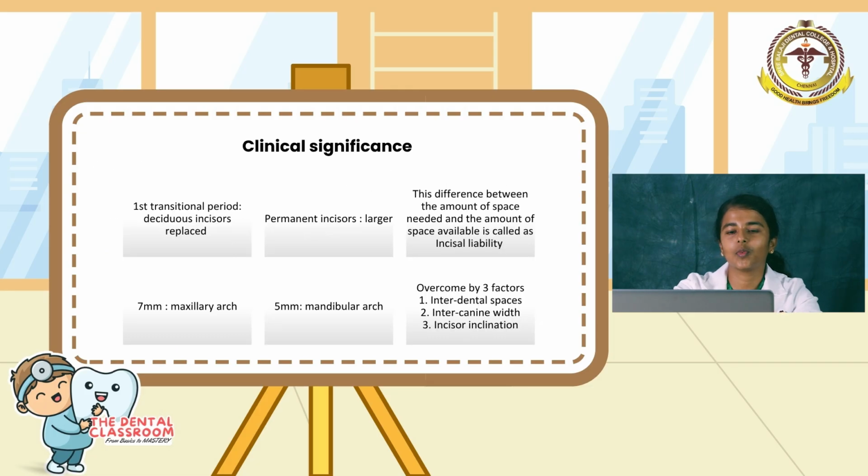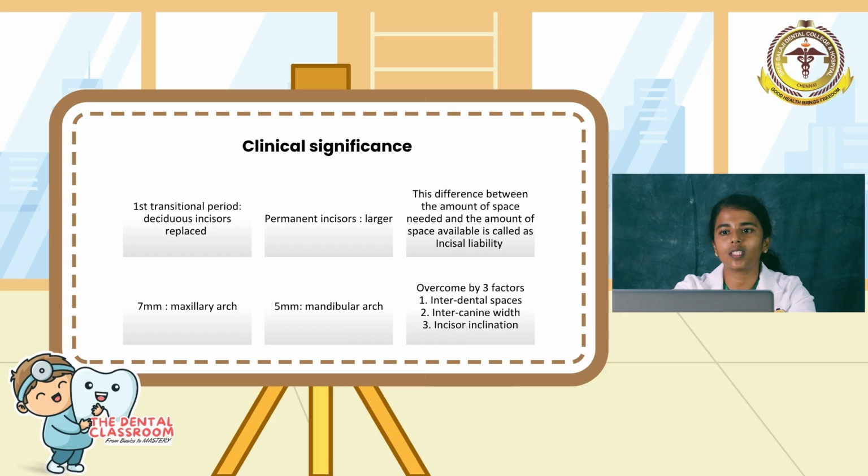Now the clinical significance with respect to the size of the teeth. It is mainly related to the first transitional period, in which the deciduous incisors are replaced by the permanent ones. The mesiodistal width of the primary teeth is less than that of the permanent teeth, and the incisor width is greater in the permanent dentition. The term incisor liability is the difference between the amount of space needed and the amount of space available. The space available equals the mesiodistal width of the primary incisors, which will be replaced by the permanent incisors. It is usually 7 mm in the maxillary arch and 5 mm in the mandibular arch.